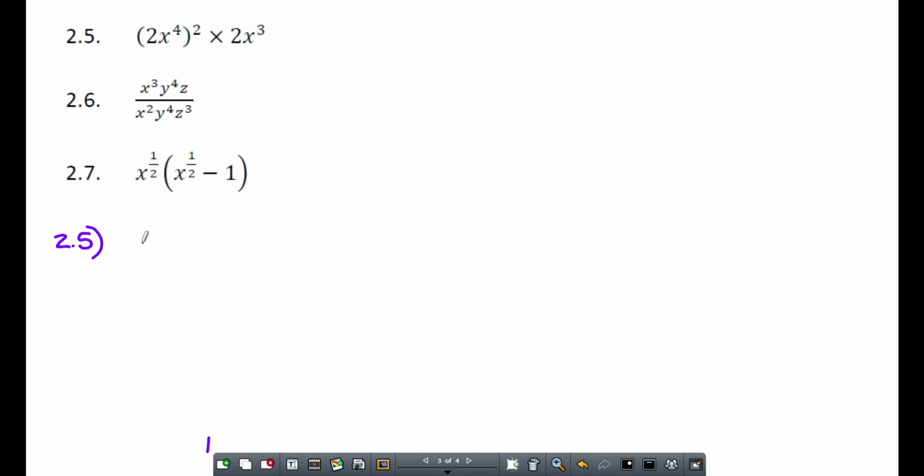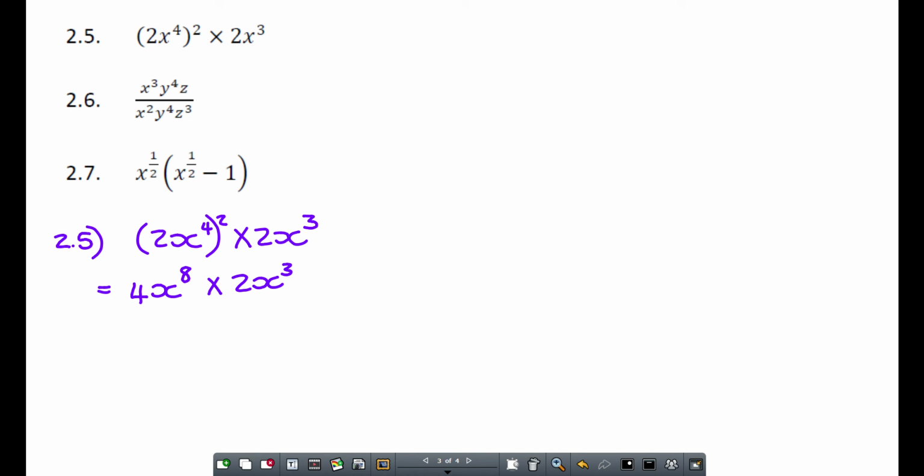2.5, we have 2x to the power of 4, all to the power of 2, times 2x to the power of 3. Okay, so according to BODMAS, we've first got to sort out our brackets. Now that to the power of 2 applies to everything inside the bracket. So 2 to the power of 2 will be 4. Now x to the power of 4 to the power of 2. What do we do when we have a power to the power? We multiply. So it would be 4 times 2. So that's why it becomes x to the power of 8. Okay. Who doesn't understand up until there?